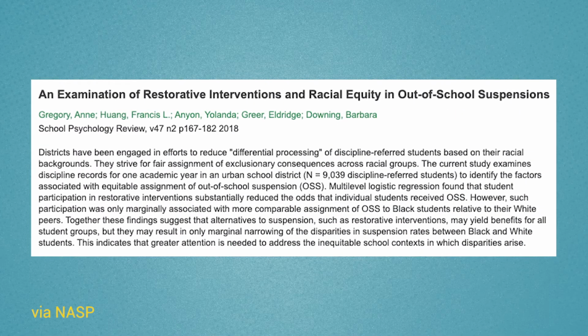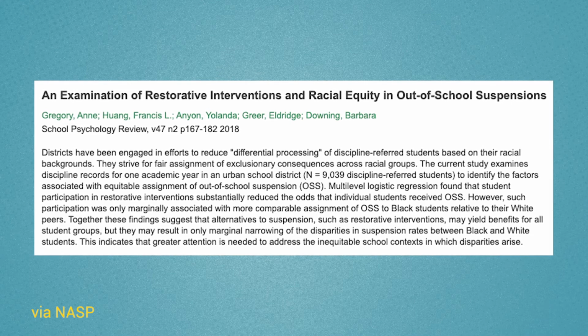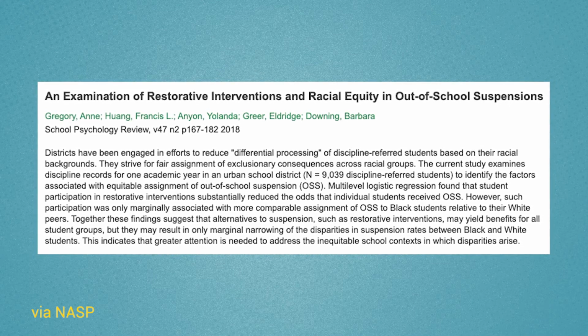A study published in the National Association of School Psychologists looked at suspension data from a Colorado school district, and what they found was that while restorative justice practices reduced suspensions, Black students still received disproportionately more suspensions than their peers. I'm actively considering pouring out this tea altogether. Excuse me while I try to make it make sense.